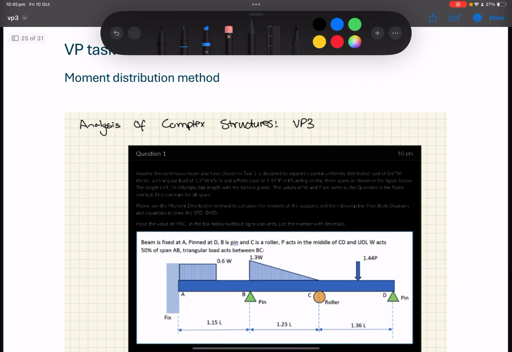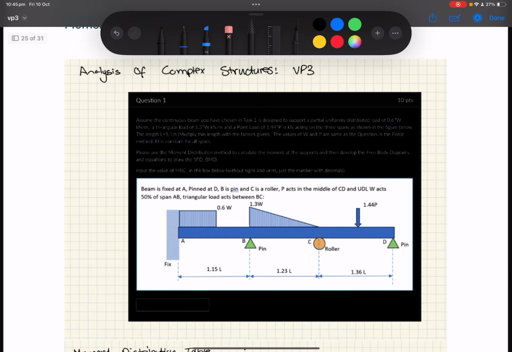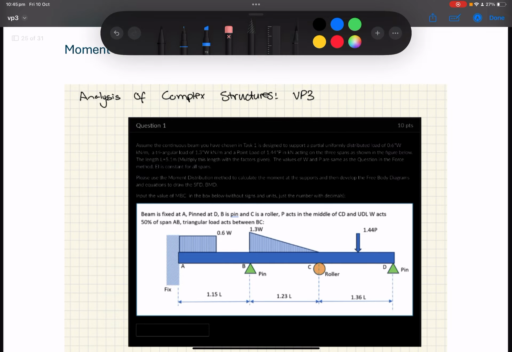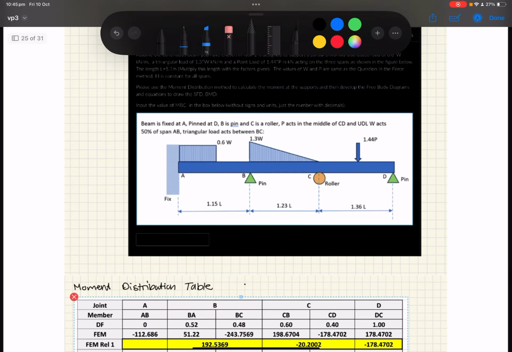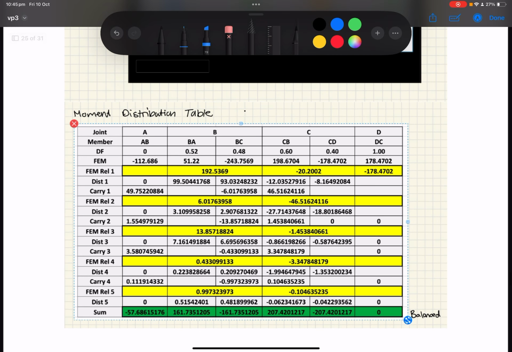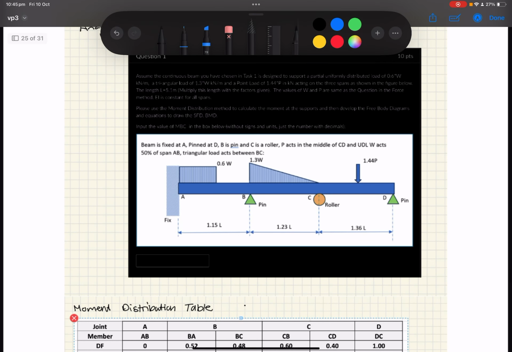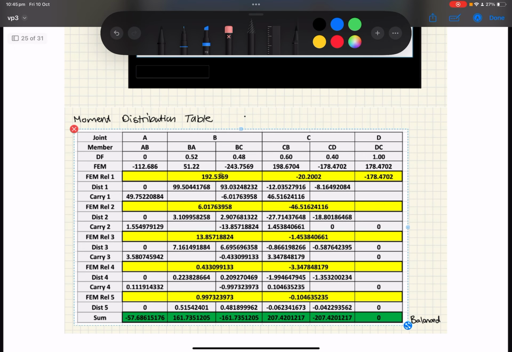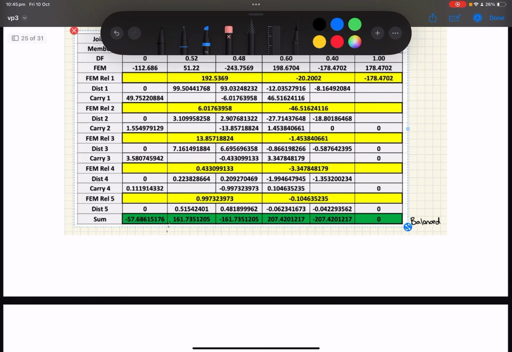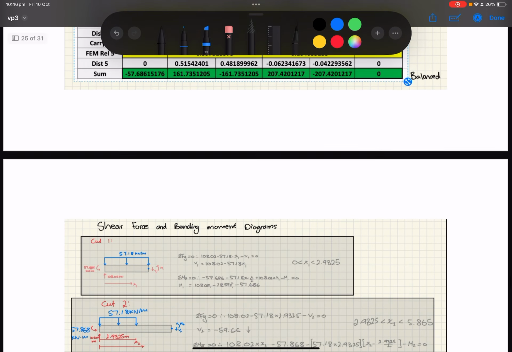And then we go on to VP task 3, which students had to find indeterminacy of this spanning beam using the slope deflection method. Moment distribution method, solving using moment distribution method. This was done on Excel. Certain formulas were used for finding this 99.5 value. Had to multiply 0.52 by the 192.5. That's done all the way. And at the end, you can see that the values are very, very close, and you can assume that they're balanced, depending on how many decimal points you took, but that's pretty balanced to me.